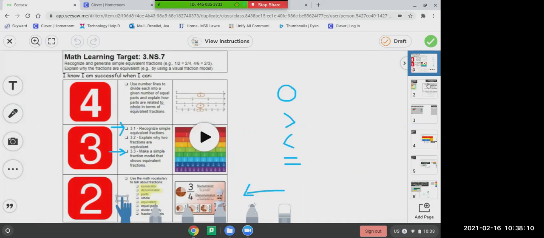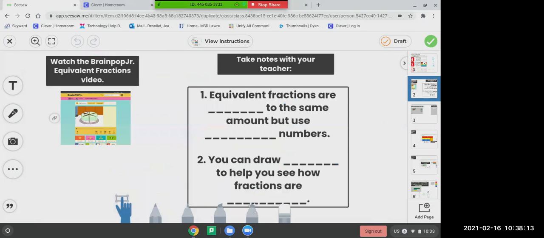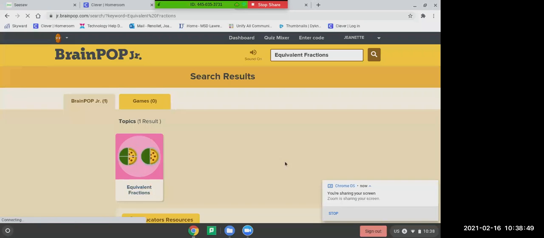All right, next we're going to jump to slide number 2 as we focus on using the equal symbol to compare fractions. Our first job today is to watch the Brain Pop Junior, and then we're going to take notes on slide number 2 together. So first, let's just focus on Brain Pop Junior, and then we'll pull up our task together, and we will make sure that everybody can find their task so we can take some notes together. Equivalent.